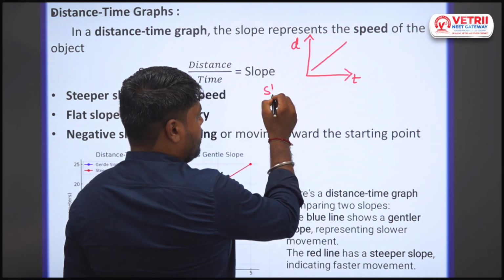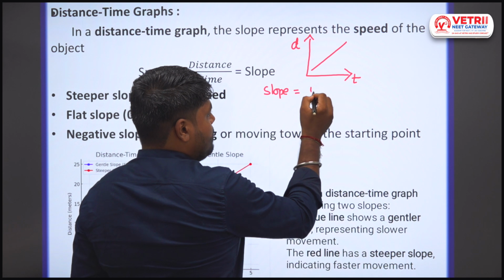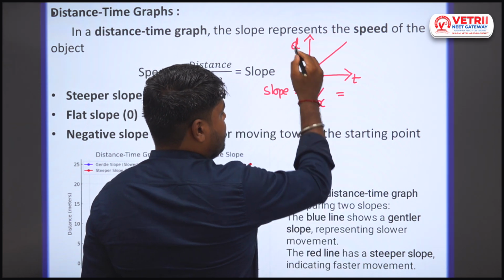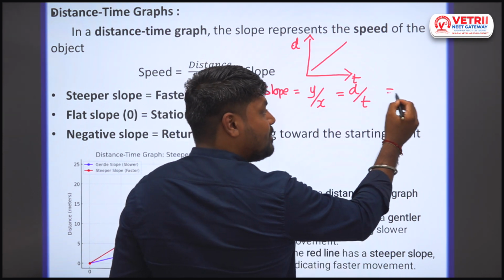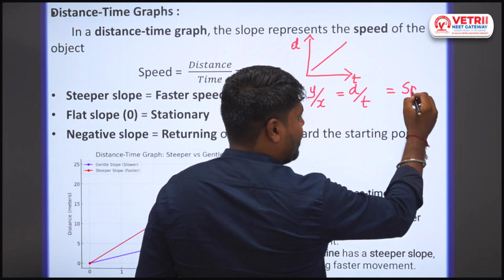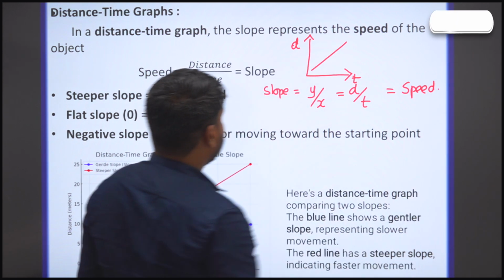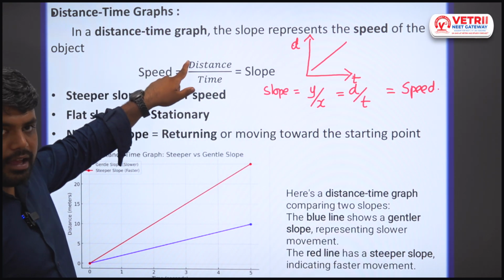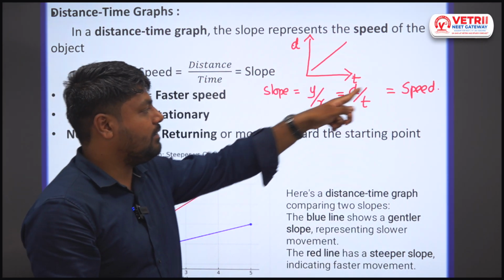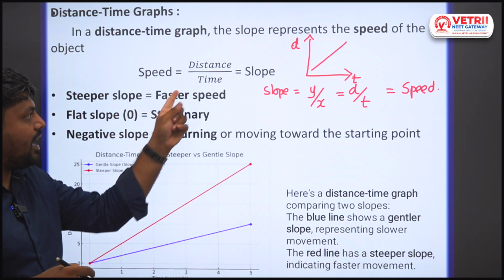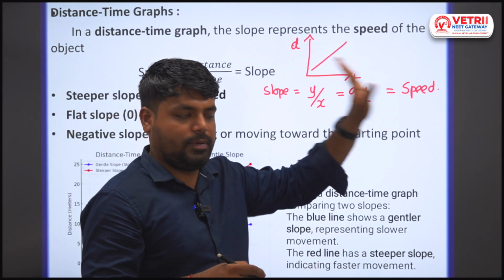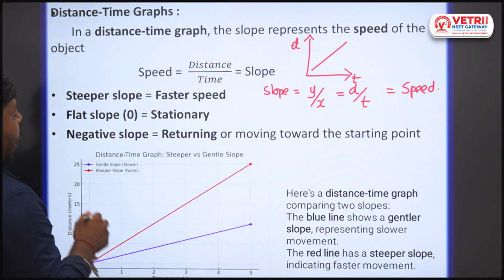What is slope? You know the slope formula is y by x. What is y here? Distance. x is time. What is distance by time? Distance by time is speed. So, from this you should remember that in distance time graph, if you take slope, it gives you the speed. Remember this in mind.